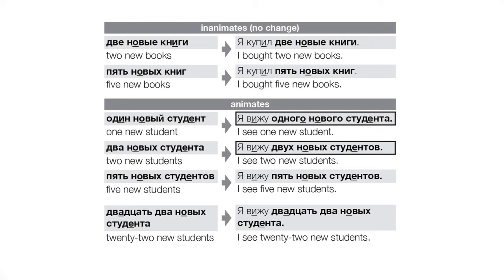What about 2, 3, 4? This is maybe somewhat unexpected, but not entirely illogical. Two new students, male or female, we would expect those accusatives to look like genitive forms, as we've learned. So, я вижу двух новых студентов. That makes perfect sense. And feminine would be the same story. Я вижу двух новых студенток. Again, looks like genitive forms.